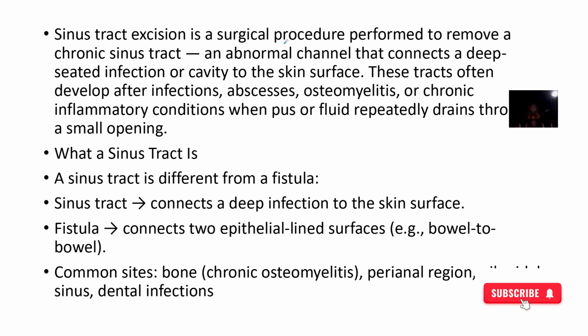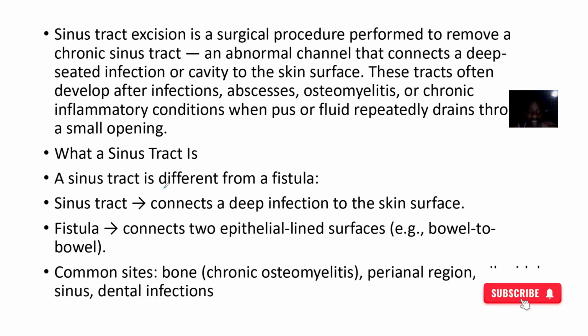Which is an abnormal channel that connects a deep-seated infection, which is draining its pus on the outside skin. So that's it. The tract often develops after infections, abscesses, or osteomyelitis. Basically, it's a collection of pus, so the pus needs to be out. So it's the body's natural way of trying to drain.